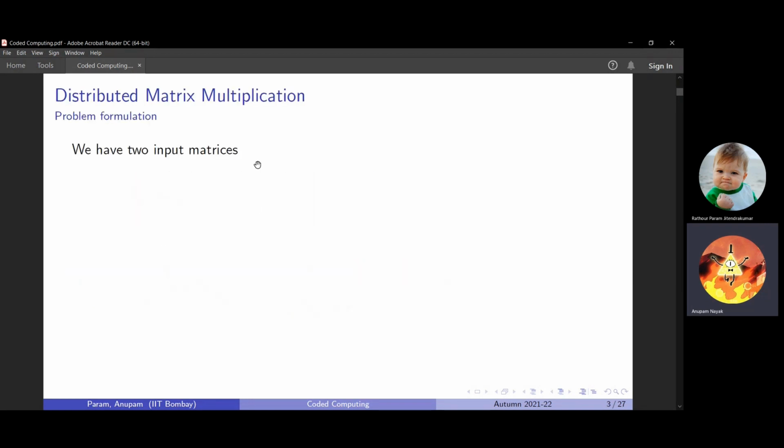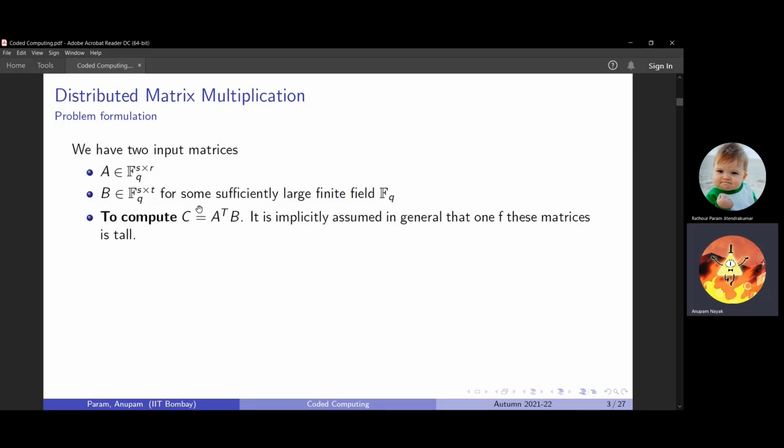So the basic problem setup I'll be describing now. We have two matrices A and B with entries from a finite field of size q, with dimensions S cross R and S cross T, and we intend to compute the product A transpose B. It is implicitly assumed that one of these matrices is tall. We have n workers, or n servers, on which we can perform computation.